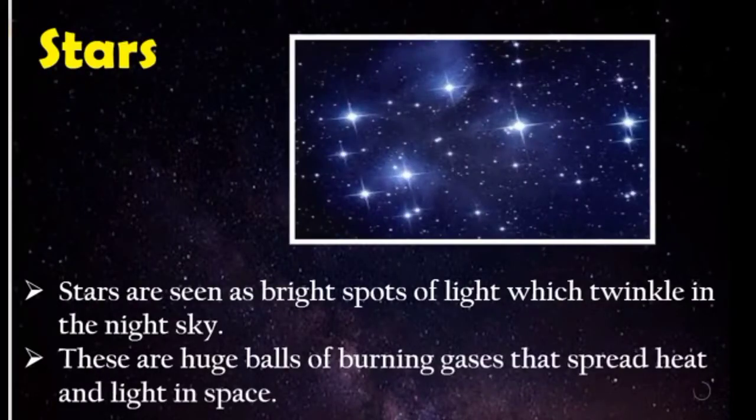So next we learn about stars. You all have seen the stars, students, in the sky at night. Stars are seen as bright spots of light which twinkle in the night sky. These are huge balls of burning gases that spread heat and light in space. Okay, we see a lot of shining and twinkling objects in the night sky that are called stars.